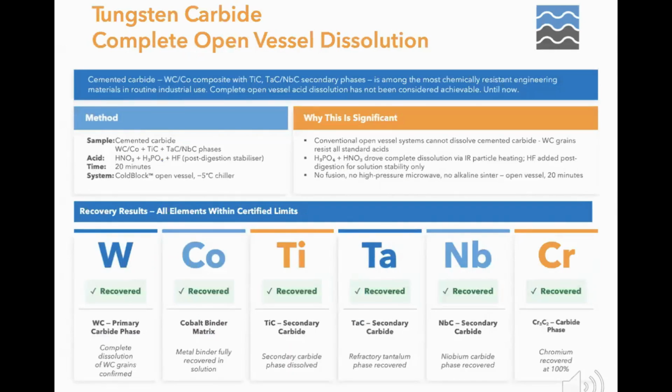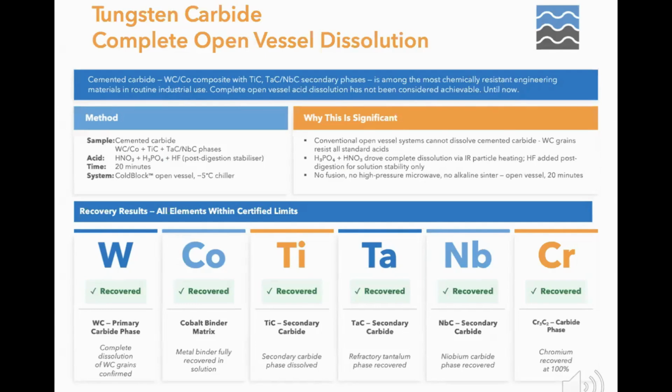Tungsten carbide and all the different secondary phases there. Probably one of the most chemically resistant engineering materials. What we're able to accomplish here with ColdBlock is really a complete open vessel acid dissolution. Many considered that wasn't achievable until now with ColdBlock. So we were able to successfully get a complete digestion here. We're using nitric plus phosphoric acid.